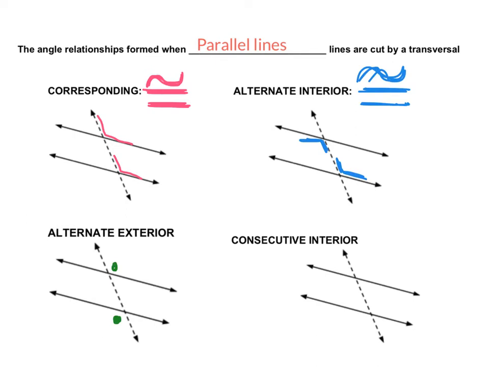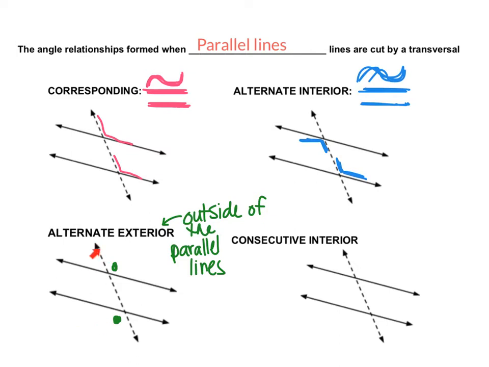So alternate exterior will be very similar to alternate interior, except they're going to be on the outside of the parallel lines. So still on alternate sides of this transversal, this one up here is on the right-hand side, this one down here is on the left, but now they're on the outside of the parallel lines. The parallel lines are here, this is the interior, but now these two angles are on the exterior. So these are alternate exterior because they're on opposite sides of the transversal, outside of the parallel lines.